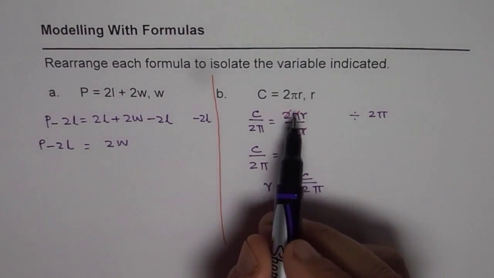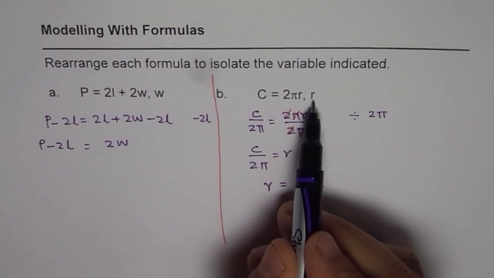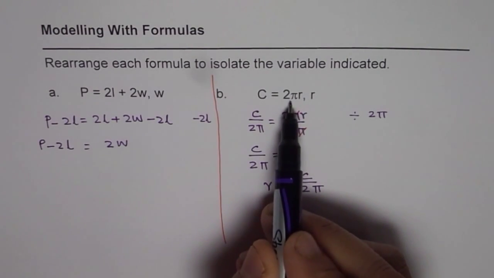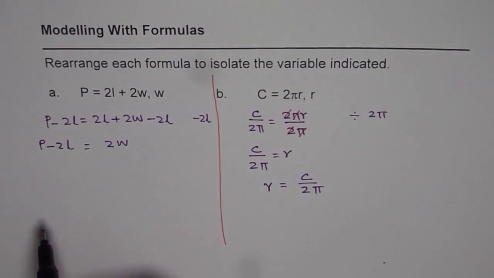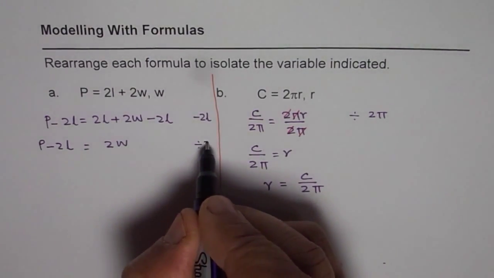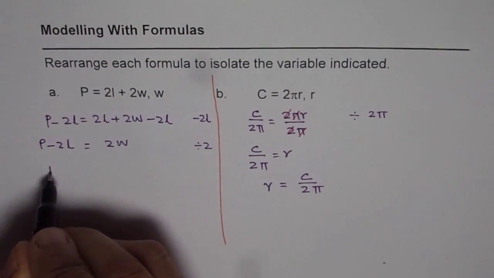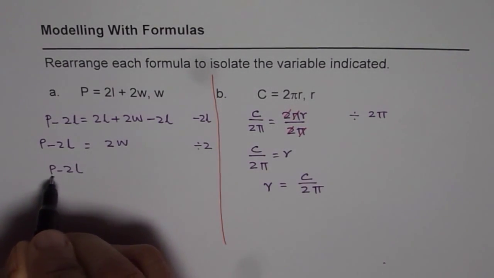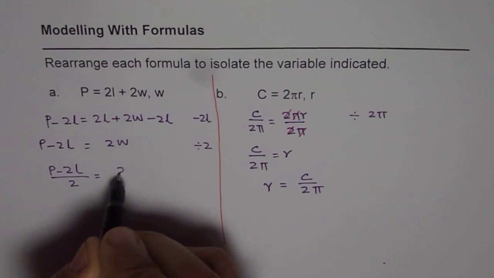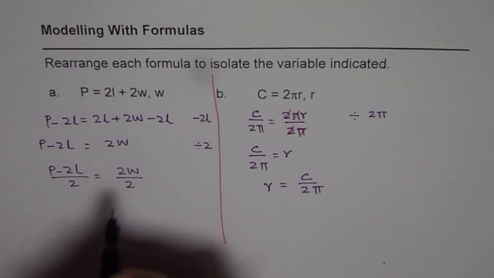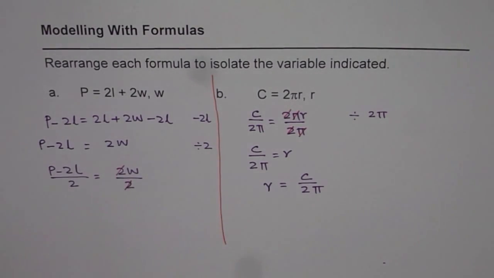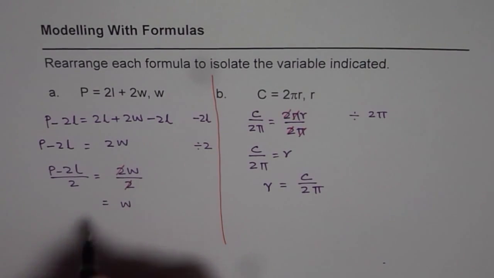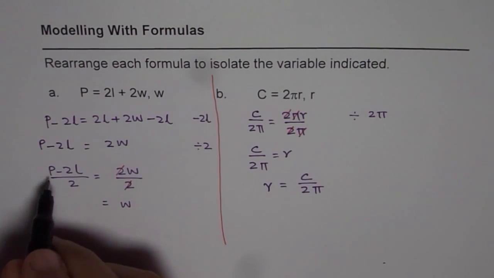As in the last case, we wanted to isolate r. We didn't want 2 pi. What did we do? We divided by 2 pi. In this case, what should we do? We are going to divide both sides by the number 2. So we'll get P minus 2L divided by 2 equals 2 times width divided by 2. So when you do that, 2 divided by 2 is 1. So we can write this as width W is equal to half of P minus 2L.